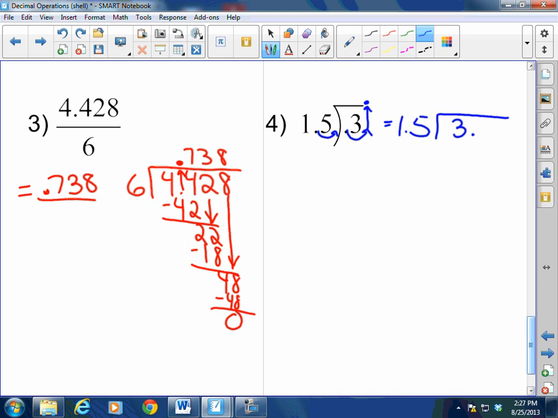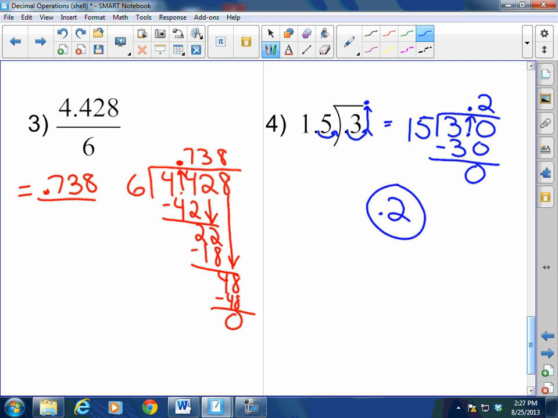Oh, sorry about that, guys. It leaves me with 15 and 3.0 on the inside. Go ahead and put that there. 15 goes into 30 2 times. Bada bing, bada boom. 2/10 is your answer.